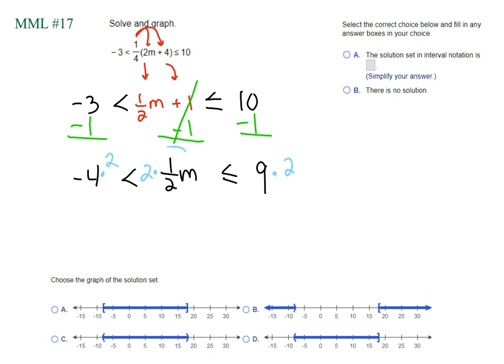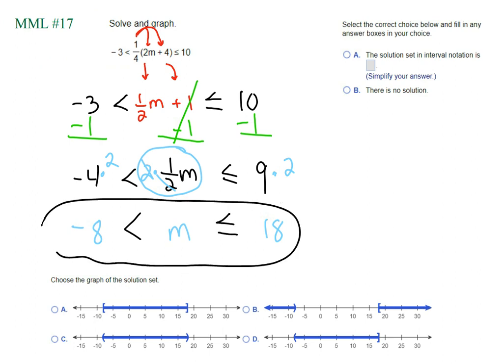Here, when you take 2 times 1/2 m, the 2's cancel and you're just left with 1 m, just the m by itself in the middle. And then over here, -4 times 2 is -8. And at the other end, 9 times 2 is 18. And I still have this less than sign and this less than or equal to sign. Now this is my inequality, but up here my math lab says the solution set in interval notation.